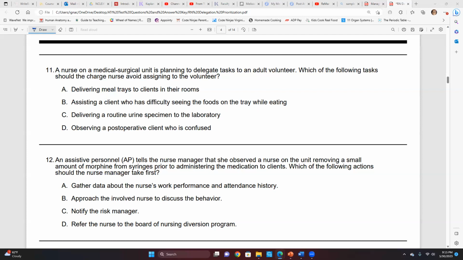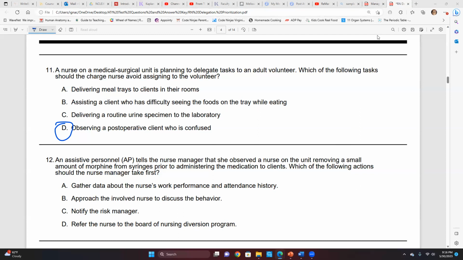Okay, be careful because you got the right answer, but it's a negative question. This is the one we should avoid assigning to the volunteer. And I think maybe you saw that. So we don't want to give the post-operative patient who is confused to the volunteer, because they're not staff, they're not stable. So we won't give that one to the volunteer. Okay, awesome. Any questions on that one?